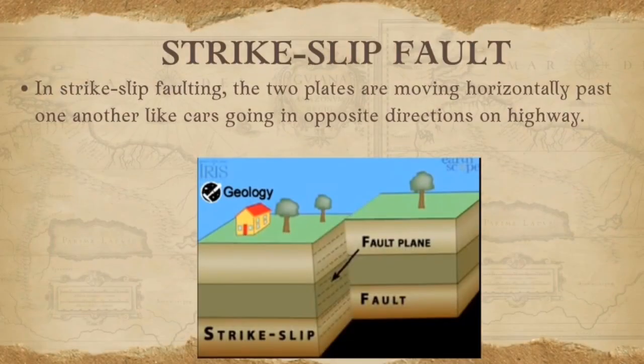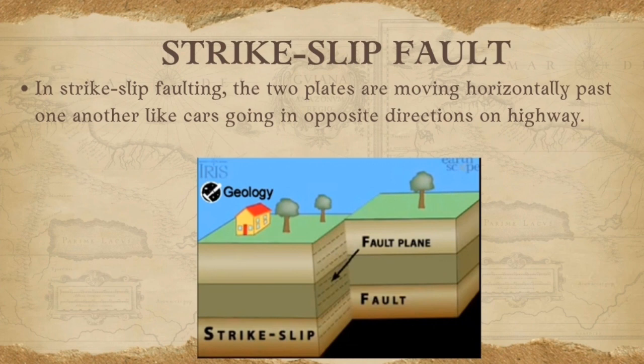The last one we have here is the strike slip fault. In the strike slip fault, the two plates are moving horizontally past one another like cars going in opposite directions on the highway. It is usually just moving horizontally. It will either go to the right side or to the left side. If it goes to the right side, it is called the right lateral strike slip. And when it goes to the left side, it is called the left lateral strike slip.